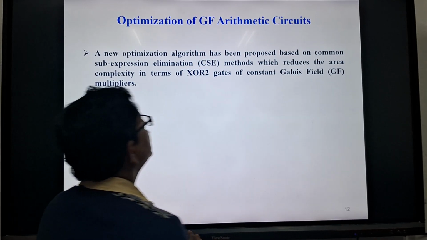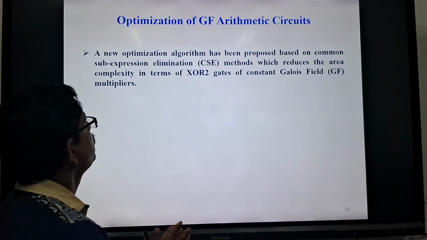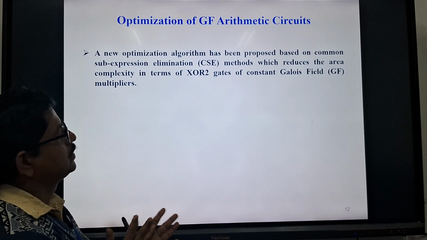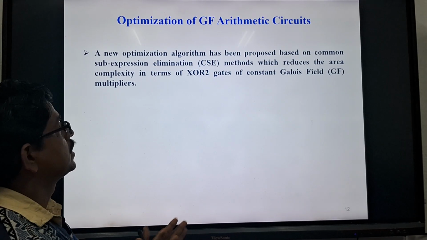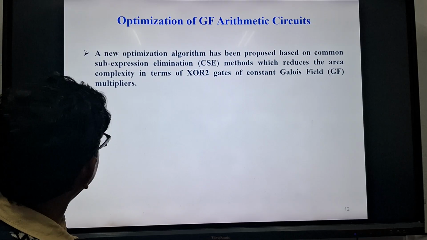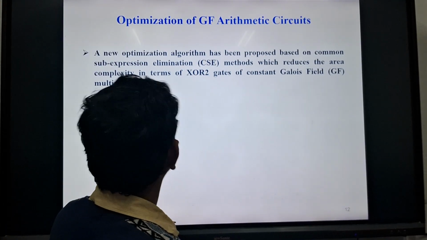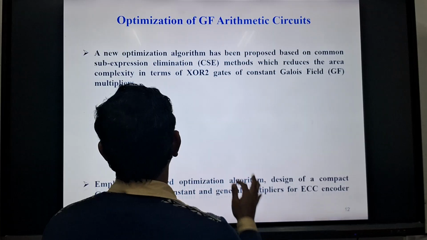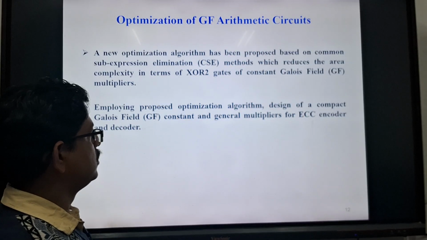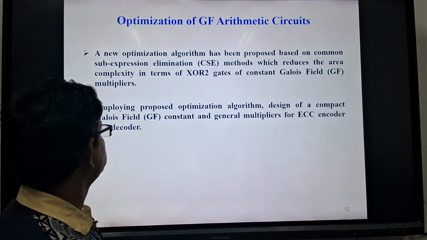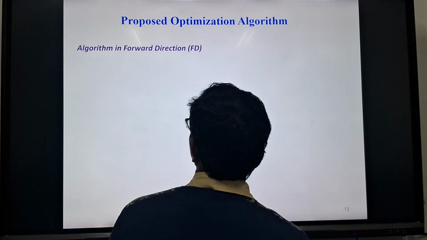GF arithmetic circuit optimization is very important. We have proposed a new optimization algorithm based on the common sub-expression elimination method, which reduces the area complexity in terms of XOR gates of the constant GF multiplier. We also employ the proposed GF optimization algorithm to design a compact Galois field constant and general multiplier for the ECC codec.